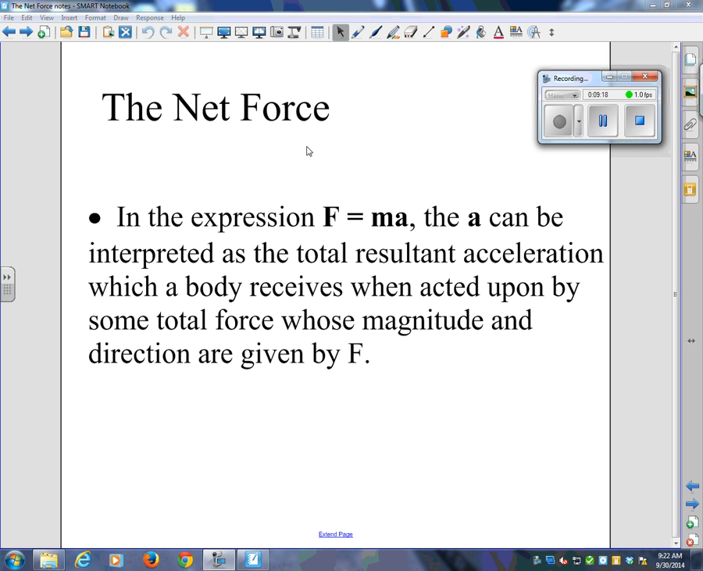In the expression F equals ma that you've probably seen right from grade 9, the A can be interpreted as the total resultant acceleration. We probably gloss over quite a bit in grade 9 and 10, and maybe even to a certain extent in grade 11. And to be perfectly frank, we're glossing over certain things right now in grade 12. It's just the way things work, right? We'll add in all the details later.